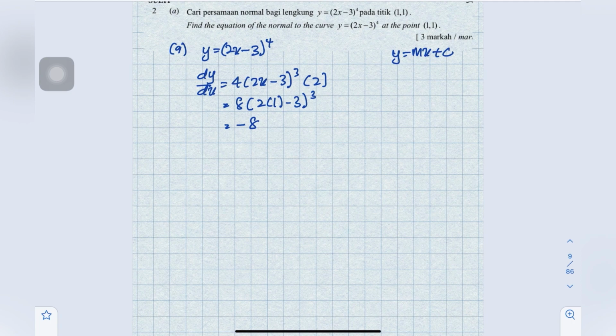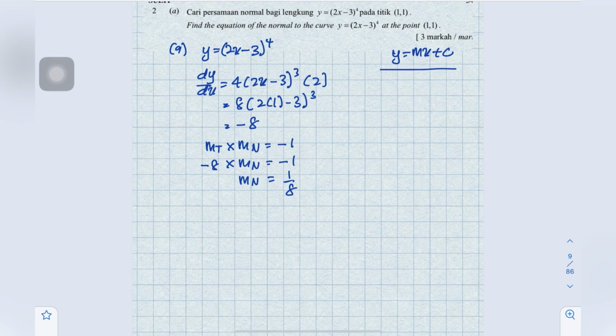So we can find gradient of normal. So gradient of tangent times gradient of normal, since perpendicular, equals to negative 1. Gradient of tangent is negative 8. So times gradient of normal is negative 1. So then we can find gradient of normal is 1 over 8.